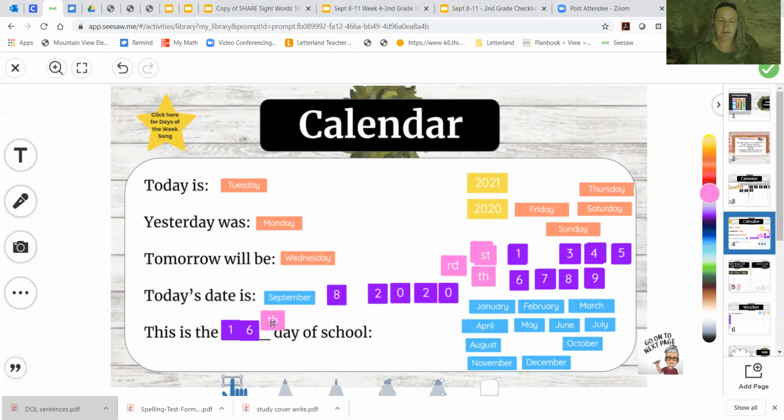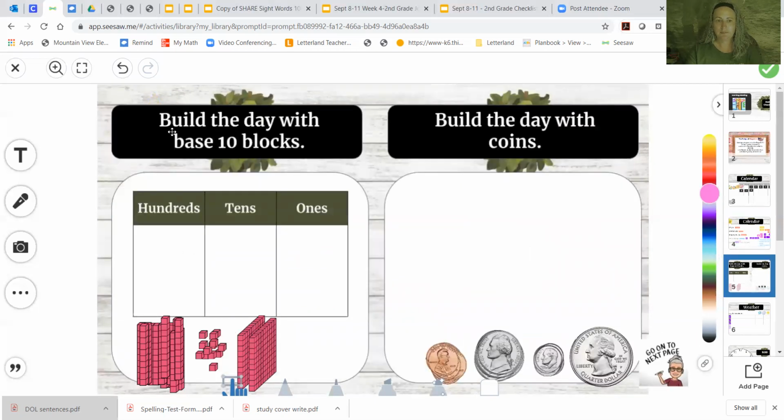16th. So we do a TH down there. That's what we do on this page. Now we're going to go to page 5. Now we're going to build the day with base 10 blocks.